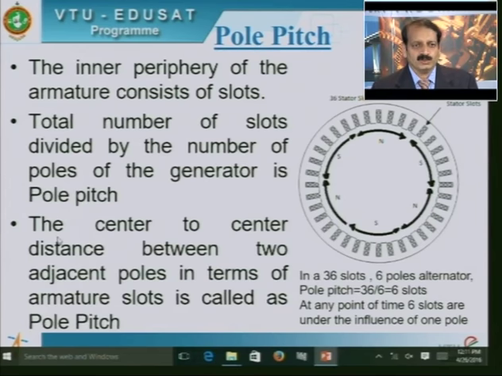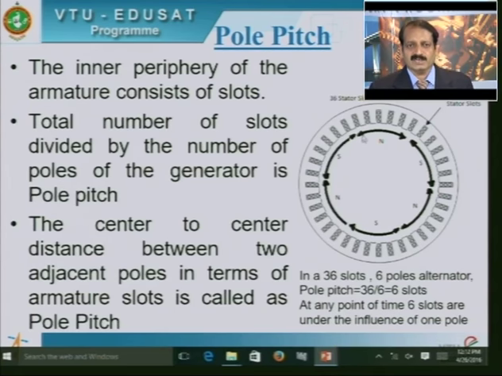Pole pitch can also be defined in this fashion. The center to center distance between 2 adjacent poles, adjacent poles being north pole and south pole, in terms of armature slots is called a pole pitch. At any point of time, in this example, there are 6 slots under the influence of any one pole.